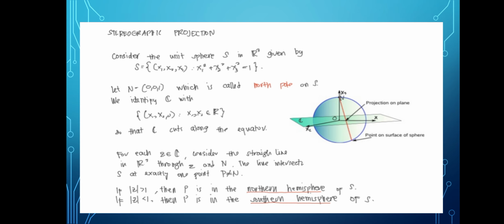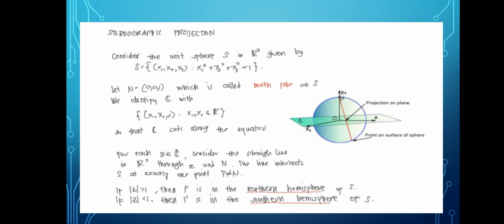We consider the unit sphere in R cubed given by S. We denote our sphere as the set of (x sub 1, x sub 2, x sub 3) such that x sub 1 squared plus x sub 2 squared plus x sub 3 squared is equal to 1. And we let N be equal to (0, 0, 1), which is called our North Pole on S, or on our sphere.